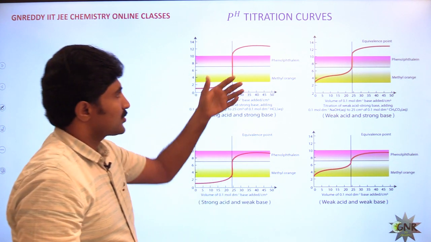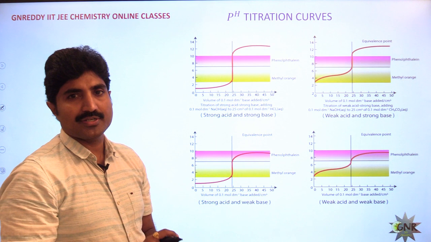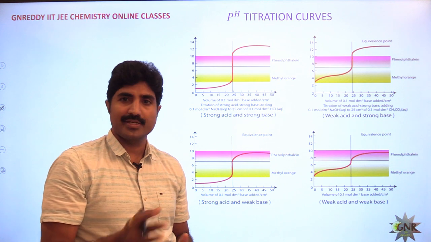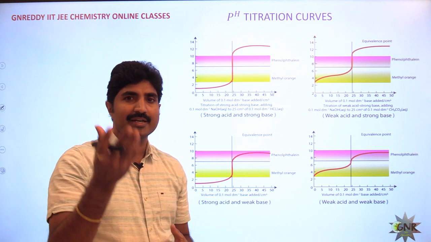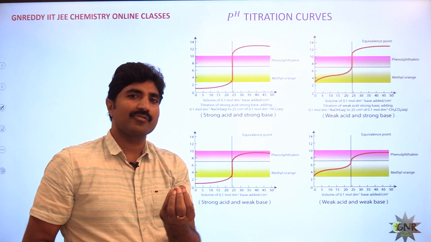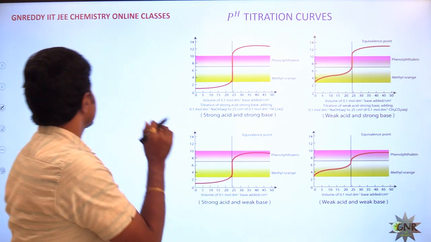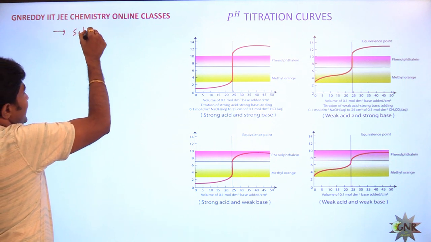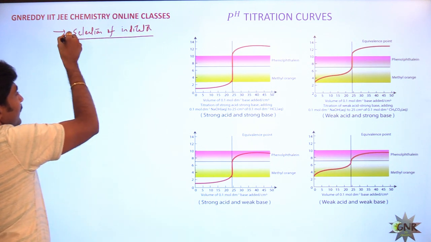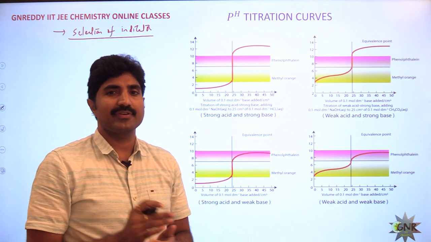If you add burette reagent to the conical flask reagent, what happens? pH fluctuation takes place. I am talking about acid base titrations only. Take base in the burette and acid in the conical flask, or the other way round, no problem. When you add burette reagent to conical flask reagent, the pH of the conical flask reagent fluctuates with the addition of volume of burette reagent. Here the selection of indicator concept applies. For every titration there is a suitable indicator, which can be obtained by the selection of indicator concept.